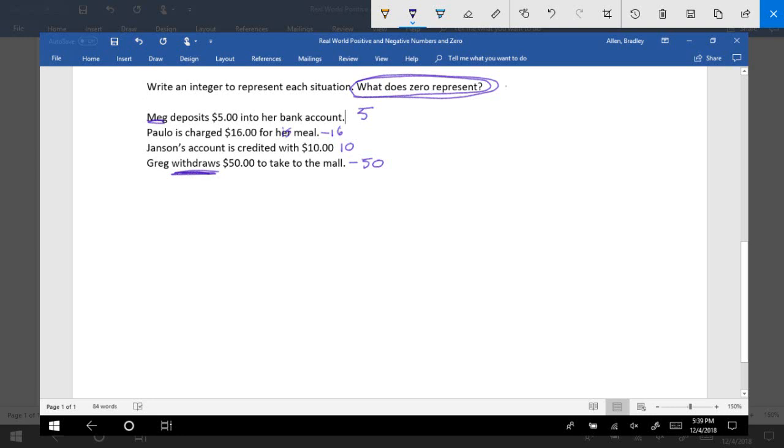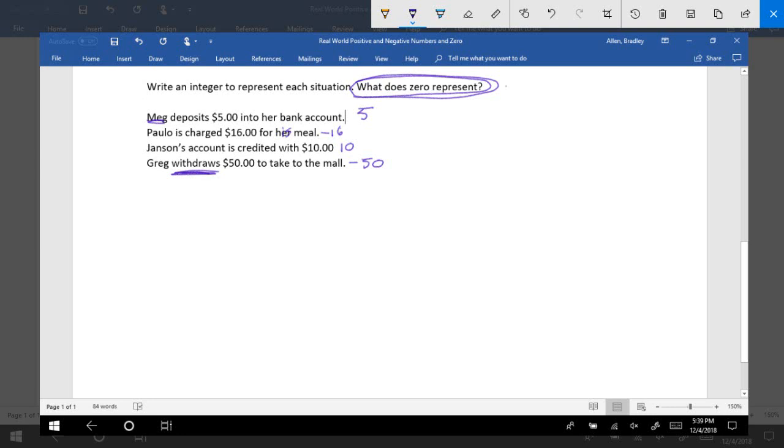So how about the next one? Jansen's account is credited with $10. Once again, a very similar answer. If his account is credited with $10, that means we're counting $10 up from how much money he had. We're not told how much money he had. Some people will say, well, in this situation, 0 is $0, if he starts at $0, but we don't know that. We just know that Jansen's putting $10 in his bank account. I'm hoping his bank account was not empty to begin with. So in that situation, once again, it's just however much money he had in his bank account before the $10 was credited.